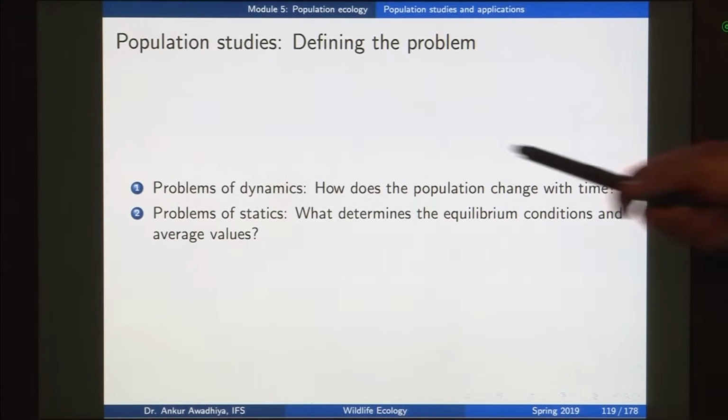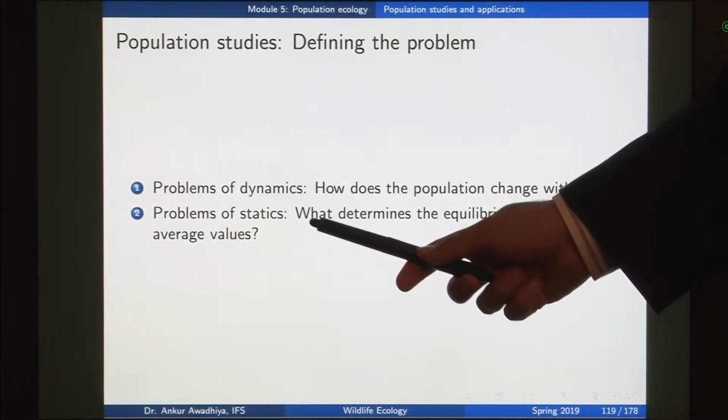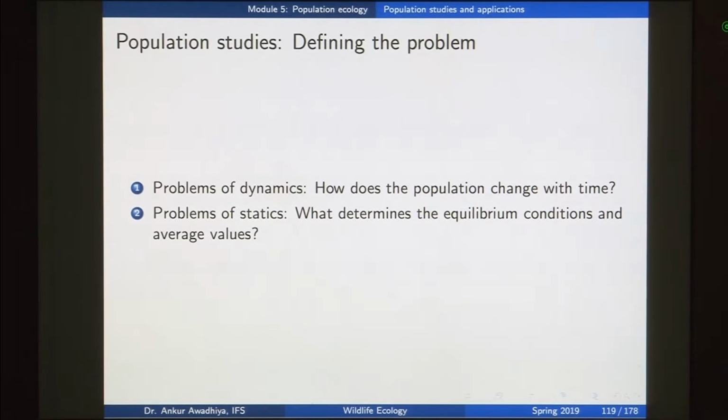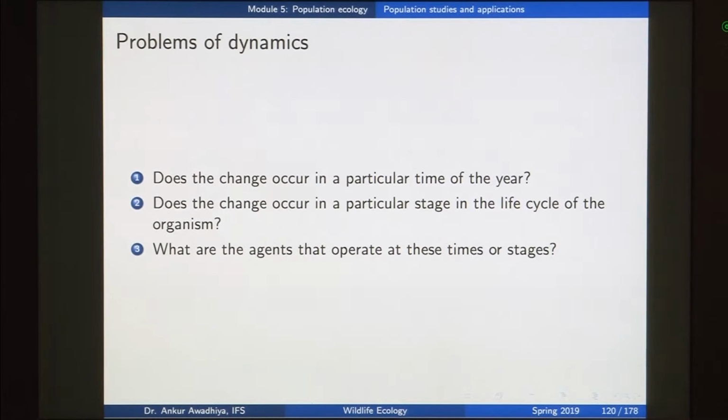So, we have problems of dynamics in which things are changing with time, and we have problems of statics in which things are constant with time, and we are asking the question, what is determining the equilibrium conditions and the average values. Now, if you have a problem of dynamics, so there is something that is changing with time. To study such a change, you can follow these three steps.